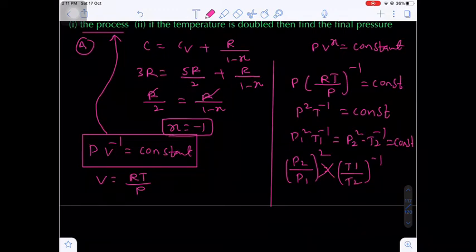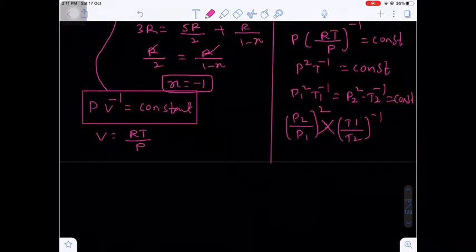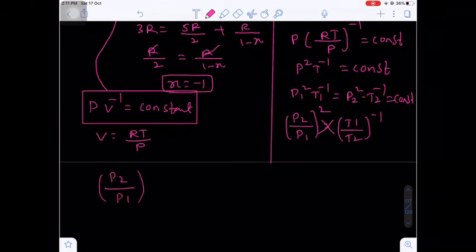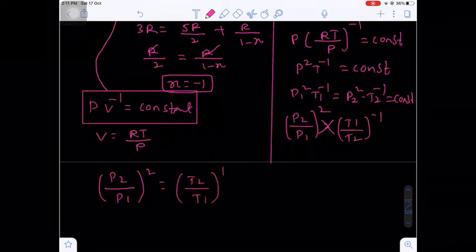That means P1 square into T1 to the power minus 1 equal to P2 square into T2 to the power minus 1. Now P2 upon P1 I am writing as it is. Now I am interchanging T1 and T2, so T1 by T2 I am writing as T2 upon T1. So you will get the power value 1.